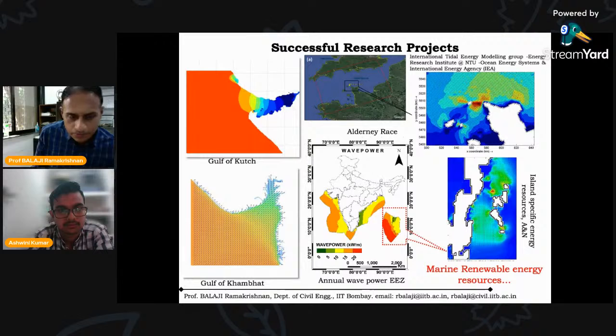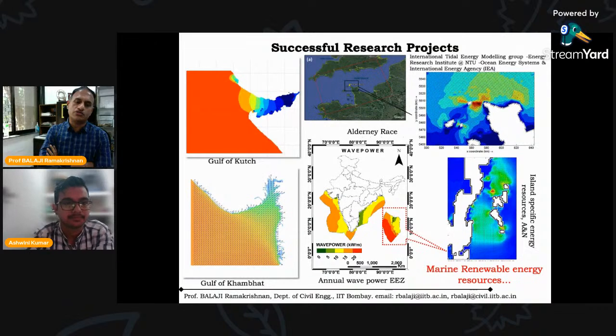Being in the ocean engineering field of research, we also spend quite an amount of time to understand how the marine renewable energy resources are spread in space all along the Indian coastline. So when we talk about marine renewables, we are talking about wave energy, tidal energy, or it could even be offshore wind energy and so on. Something similar to your on-land wind turbines.